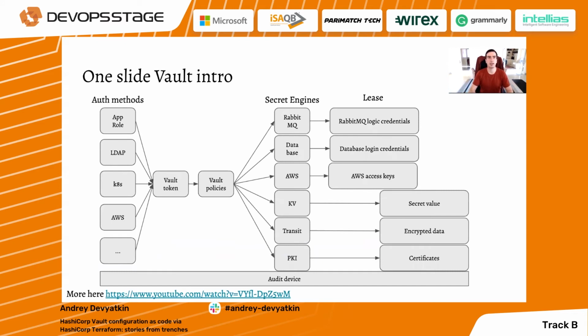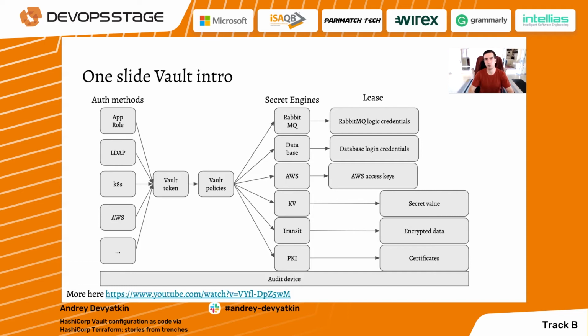So that's one slide that I use to introduce people to Vault. And on the left, you have authentication methods. So you need those methods to get a token. You're using some kind of user directory to come into Vault and exchange user credentials for a Vault token. Depending on what it is, the Vault token will get a certain Vault policy attached that will allow you to use a secret engine to get temporary credentials, which are called leases.